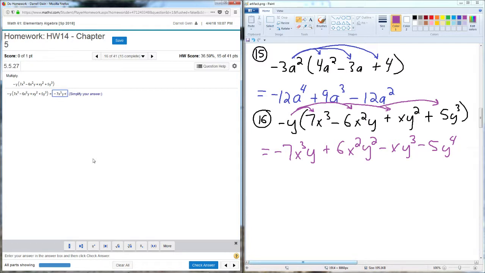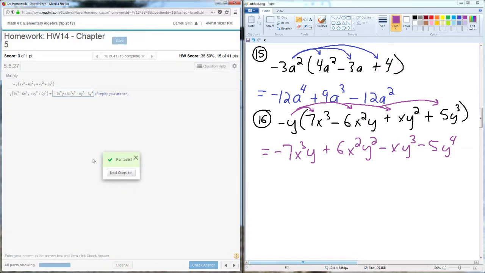Plus 6x shift 6 2 right arrow y shift 6 2 right arrow minus x y shift 6, there's 3 for third power, right arrow minus 5y shift 6 4, enter. Cross your fingers, got it right. High chance of getting a mistake there. There's so much going on.